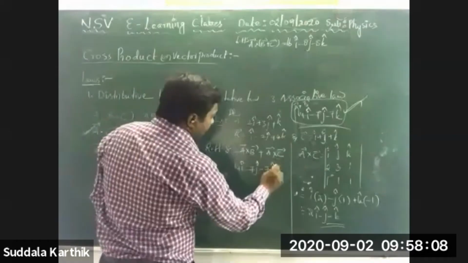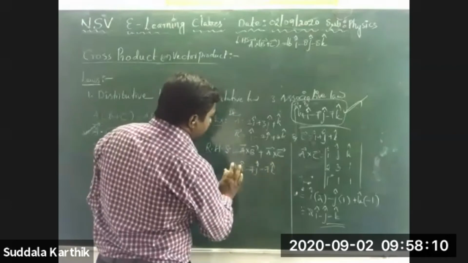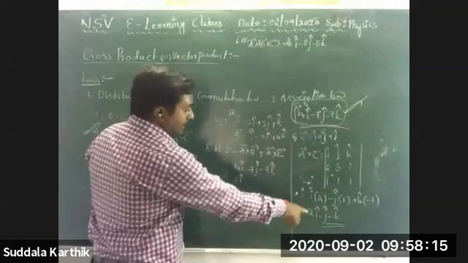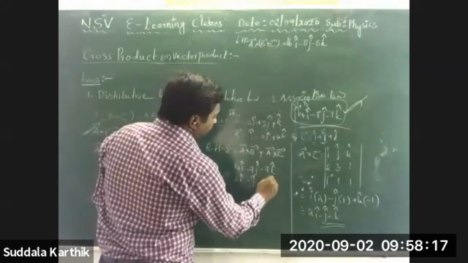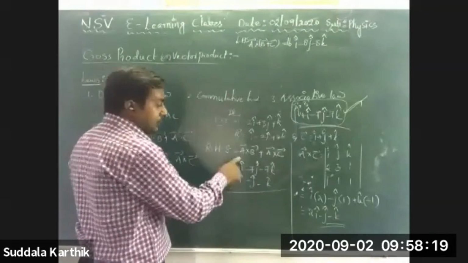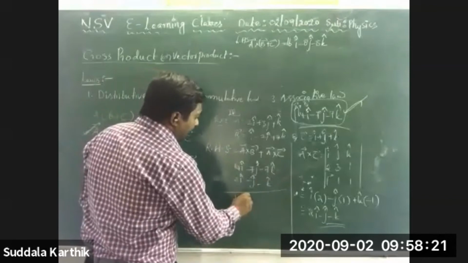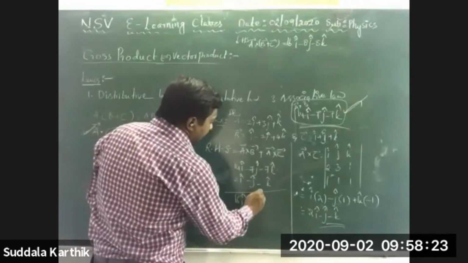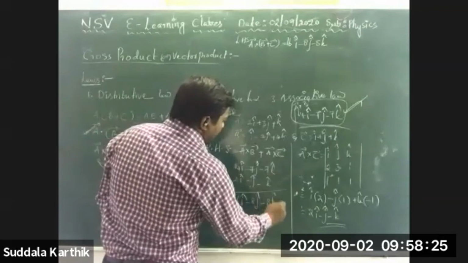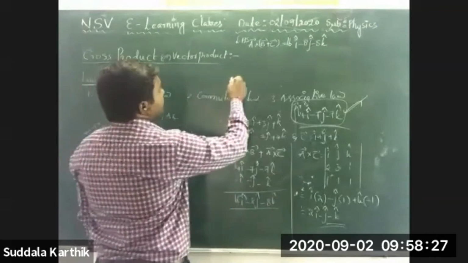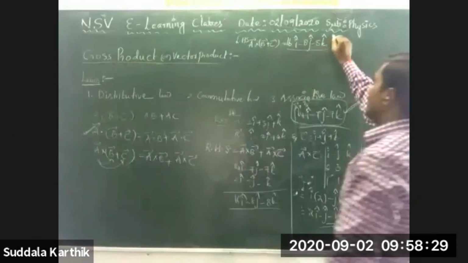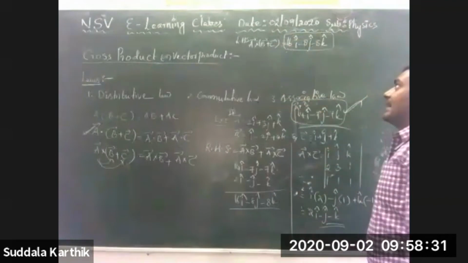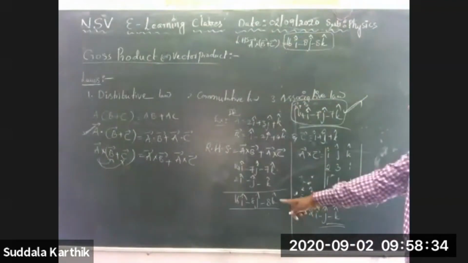Next, I am adding those two: 14 I cap minus 7 J cap minus 7 K cap plus 2 I cap minus J cap minus K cap gives 16 I cap minus 8 J cap minus 8 K cap. This is the RHS. The LHS is also 16 I cap minus 8 J cap minus 8 K cap. So LHS equals RHS.